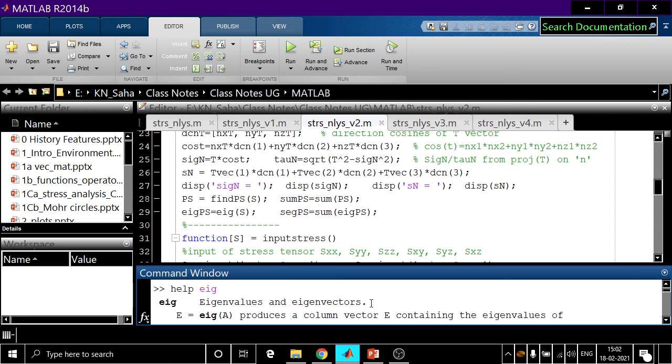EIG gives eigenvalues and eigenvectors. E equal to EIG A produces a column vector E containing the eigenvalues of this matrix A. So this is what we have used. This eigenvalue analysis part in MATLAB is very easy.